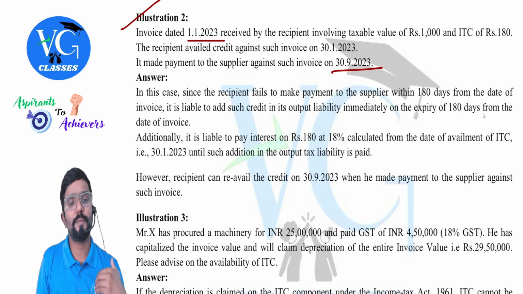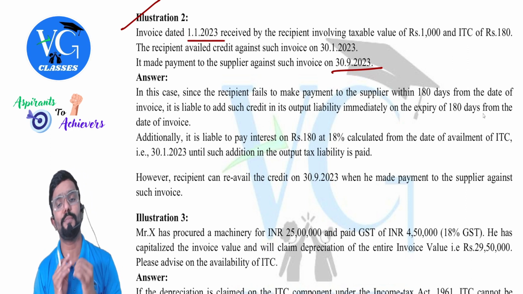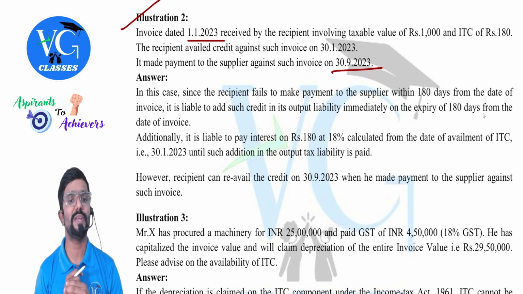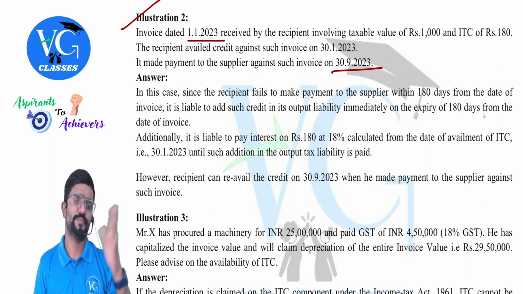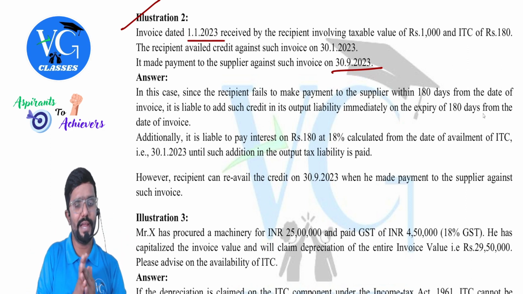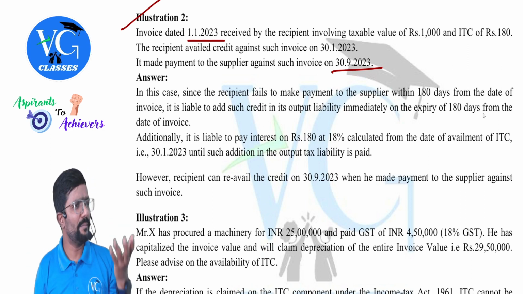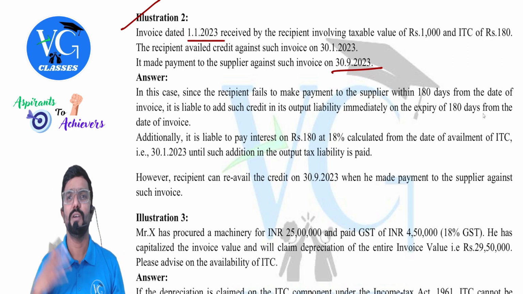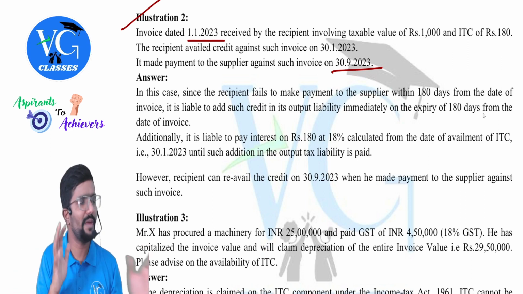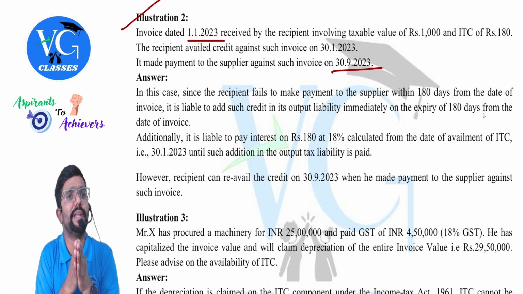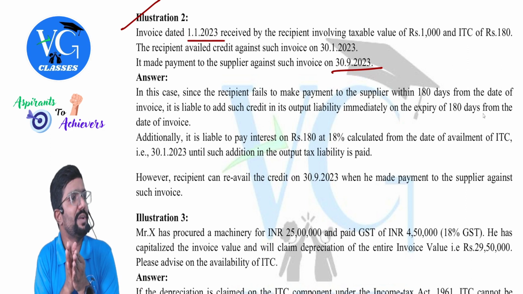In this case, since the recipient fails to make the payment to the supplier within 180 days from the date of invoice, it is liable to add such credit to its output tax liability immediately on the expiry of 180 days from the date of invoice. Let us take that 180 days ends in June. Exactly 180 days, not 6 months, please be careful; it is approximately 6 months. So I will take it that 180 days expired in June. When should he reverse it, guys?